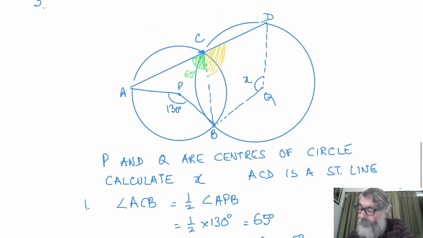This angle will become 115 degree. This is 65. This is 115. When 65 and 115 are added, you will get how much? 180, which will make this straight line ACD. ACD is of 180 degree.